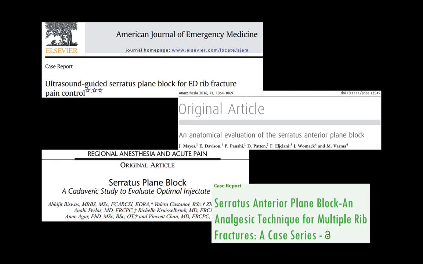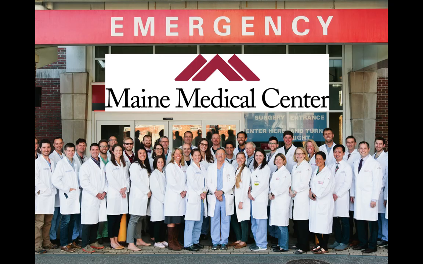There is a decent number of case studies currently in the literature supporting the serratus anterior plane block. The largest case study published to date has 6 patients, so there is not robust evidence supporting the use of this block. However, the evidence continues to grow, and the existing evidence does support the use of this block. At Maine Medical Center, we are doing a research study on the effectiveness of this block, and I'll briefly outline what we've found so far.